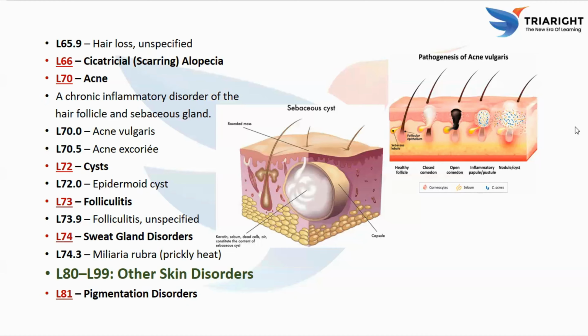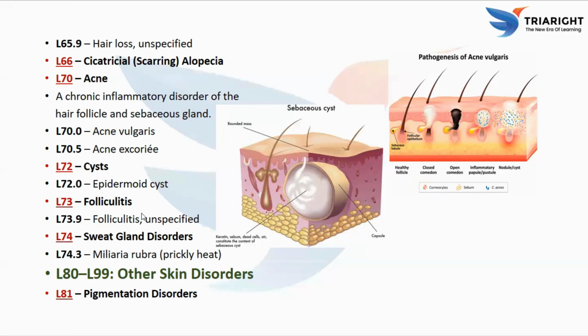On the right side, you can see the pathogenesis of acne vulgaris. It's a healthy follicle over here with normal oil flow, and then closed comedone, which is a whitehead, that is sebum trapped under the skin, and then open comedone, a blackhead, and then inflammatory papule or pustule. It develops into inflamed pus inside. Finally it forms into the nodular cyst, which is a deep painful swelling under the skin. This is how the pathogenesis of acne vulgaris happens.